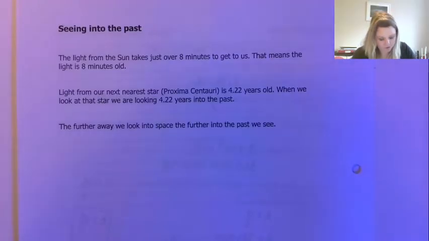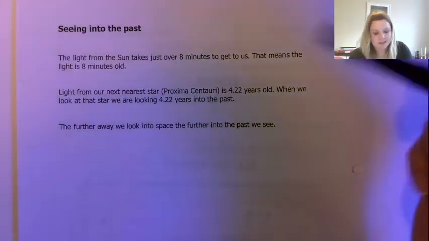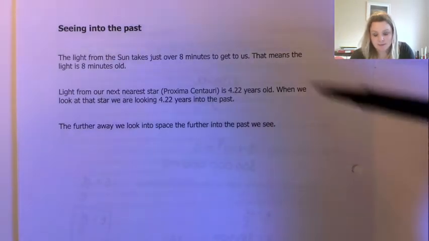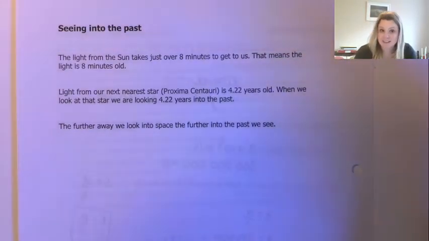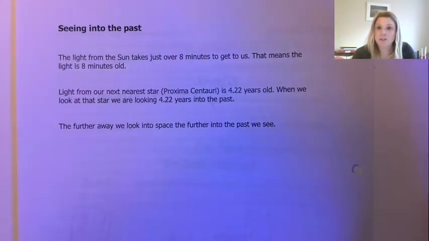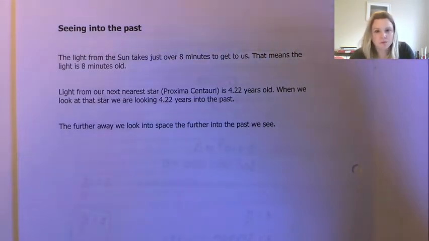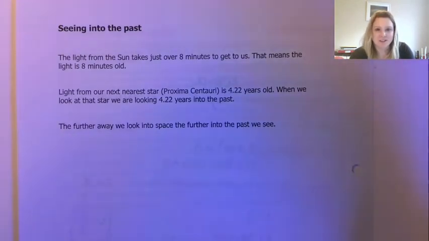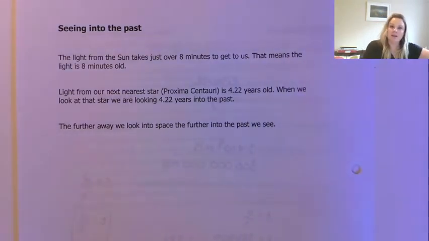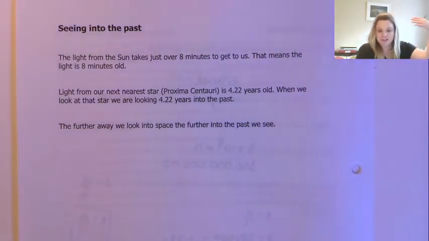So if you turn over to page 162 for me, please, that's just all this is saying. The light from the sun takes just over 8 minutes to get to us. This means the light is 8 minutes old. Light from our nearest star is 4.22 years old. When we look at that star, we're really looking 4.22 years into the past. And the further away we look into space, the further into the past we see, because it takes the light longer to reach us.